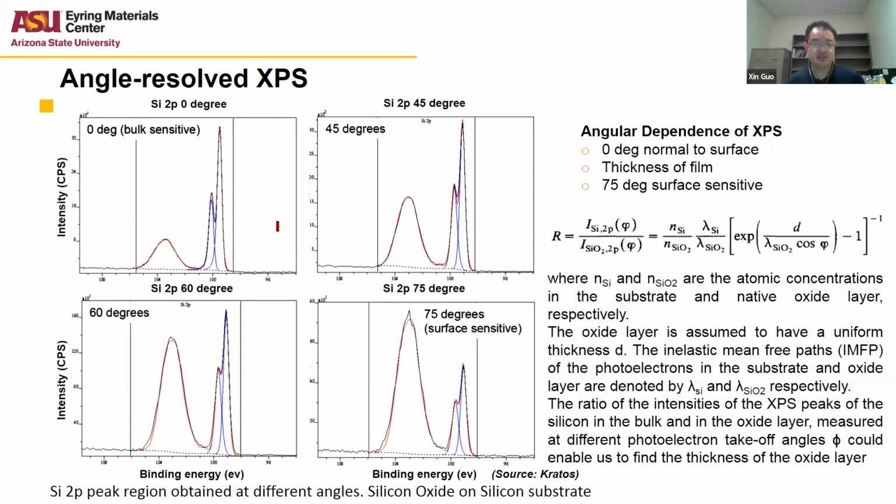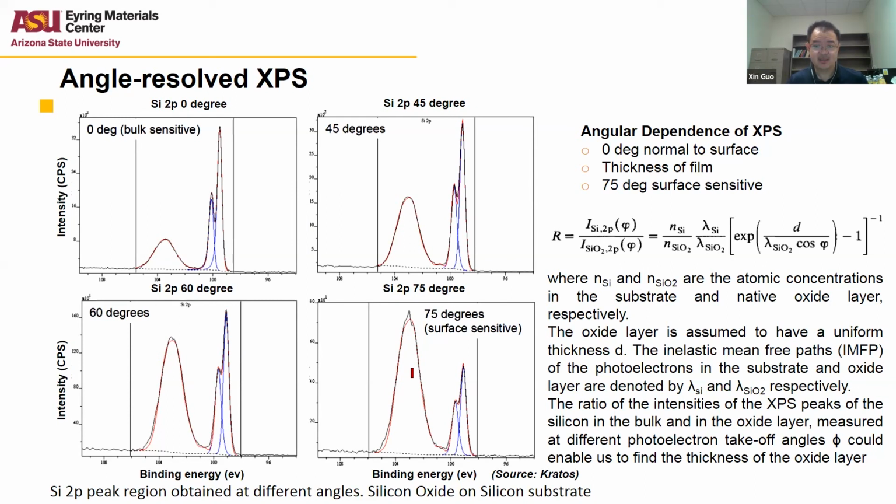If we tilt the sample stage further to 45 degree, 60 degree, and 75 degree, we would observe a decreased intensity of silicon 2P from the substrate and an increased silicon 2P intensity from the oxide. So by doing it this way, we can probe from the bulk sensitive information to more surface sensitive information using angle resolved XPS.